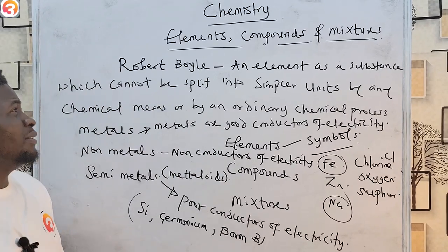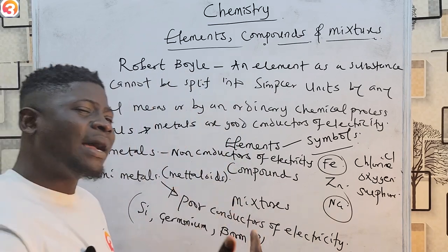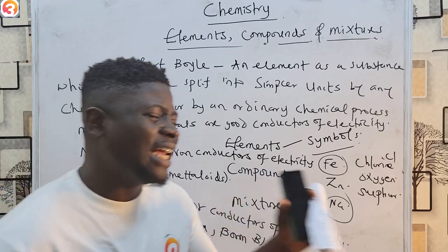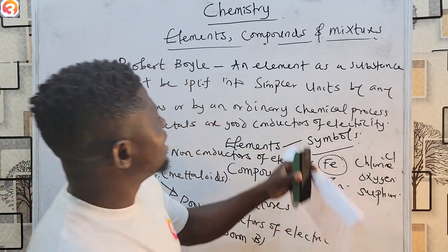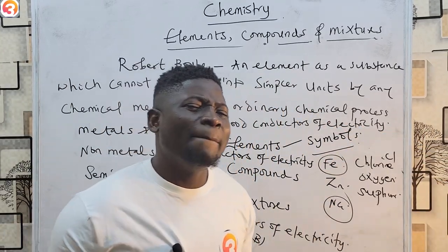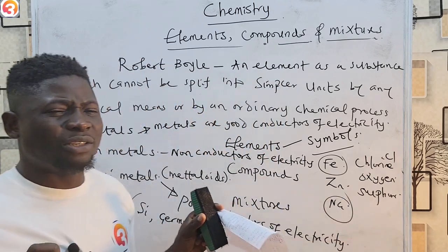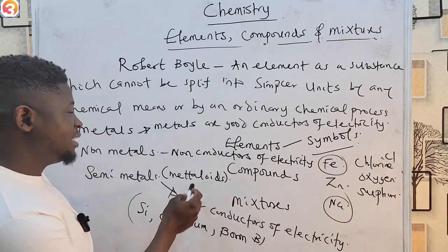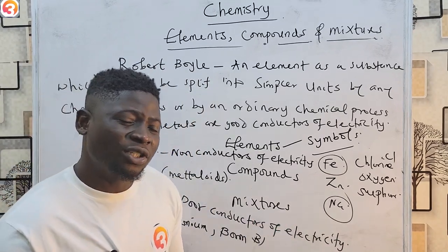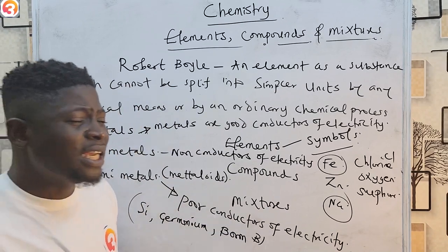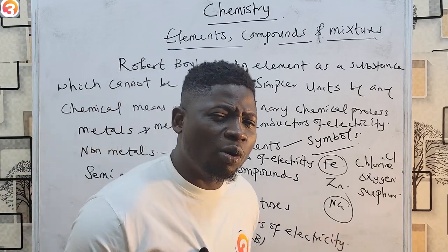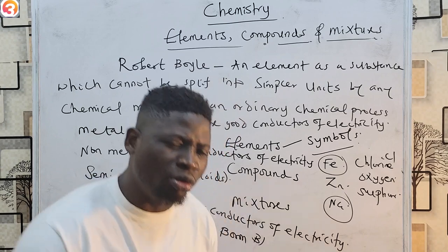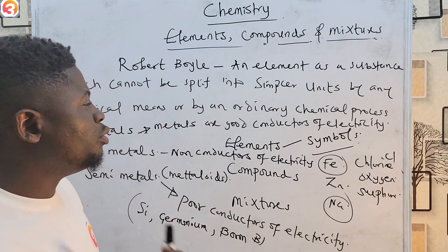So let's recap. I talked about matter as anything that has mass and can occupy space. I talked about mass as the quantity of matter contained in your body, and then the classification of matter into elements, compounds, and mixtures. Elements are defined by Robert Boyle as a substance which cannot be split into simpler units by any chemical means or by an ordinary chemical process. Elements are represented by symbols, and are divided into metals, semi-metals, which are also called metalloids, and non-metals. Metals conduct electricity very well, such as iron, sodium, zinc, copper. They are good conductors of electricity. Semi-metals or metalloids are poor conductors, like silicon, germanium, boron. Non-metals do not conduct. They are non-conductors of electricity, like chlorine, sulfur, oxygen.